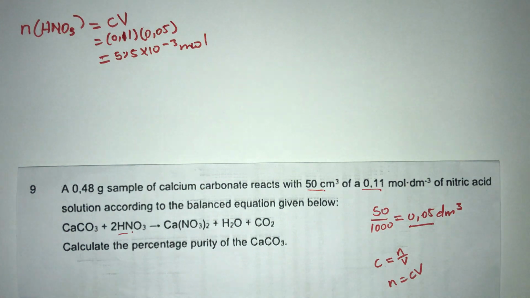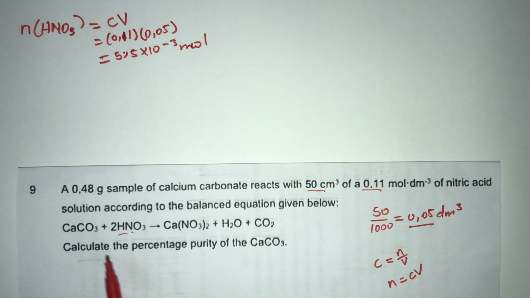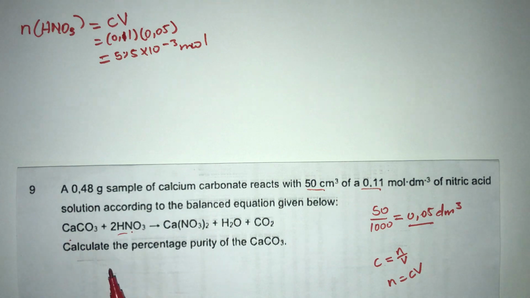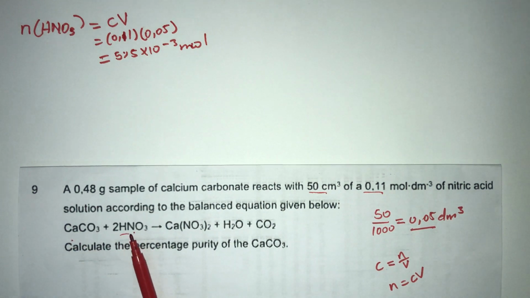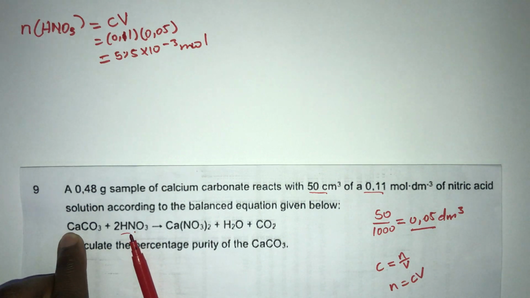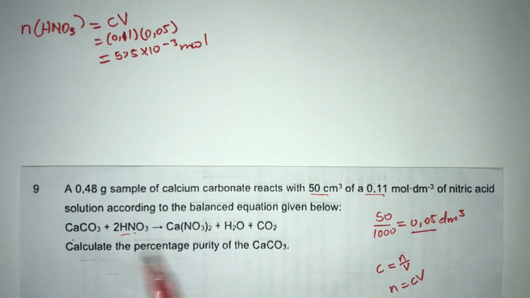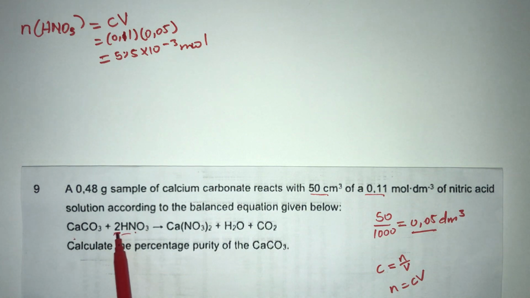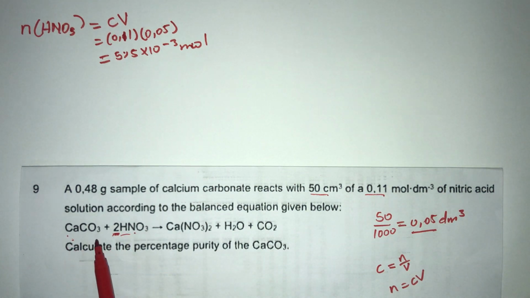Now let's go back to the reaction. We have nitric acid is 2, calcium carbonate is 1. So look at the ratio. For us to get the number of moles of calcium carbonate, we're going to take the number of moles of nitric acid, then we divide by 2. Then the answer is the number of moles of calcium carbonate.